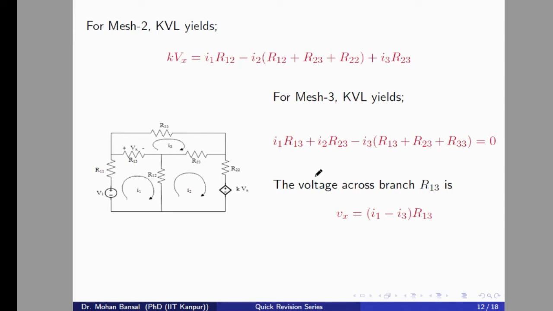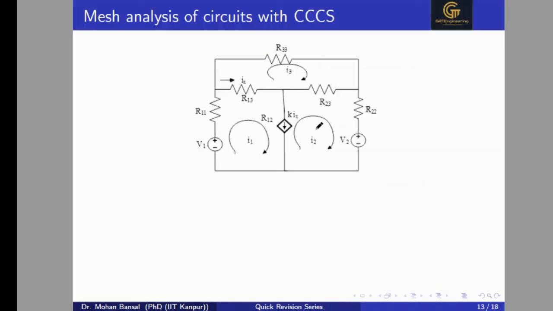We can find out the value of the currents I1, I2, and I3, because four equations are given, and we can substitute the Vx value in this equation. Then we will get three equations for three variables, and we can easily compute the value of I1, I2, and I3.